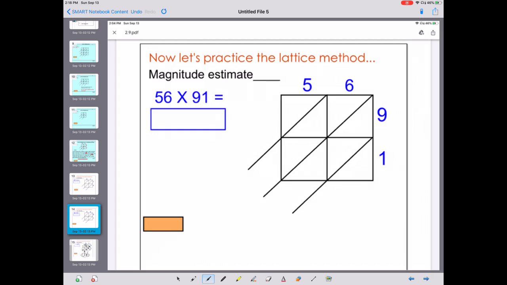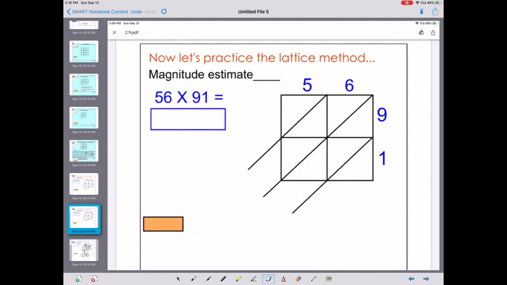Try another one. We had 56. Put a line between it. 91 on the side. Put a line between it. Draw my angles from each set of squares. And let's erase, make it neat.